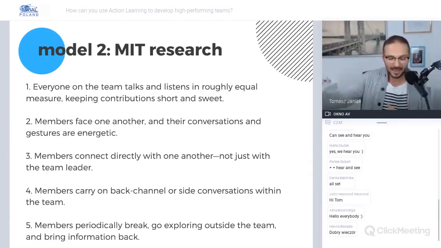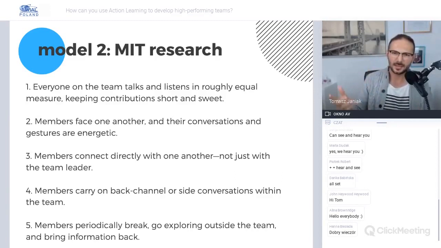Now, number four, members carry on back channel or side conversations within the team. This means that when one person is talking, like the leader, or maybe another person is saying something, two people may be having a short conversation, one, two, three sentences, and they're whispering on the side. Now, this is counterintuitive, right? We were always taught that one person is speaking and everybody else is listening, right? That this is what effective communication looks like. And there we go. Surprise, surprise. Looks like the high-performing teams that MIT examined really share this behavior.